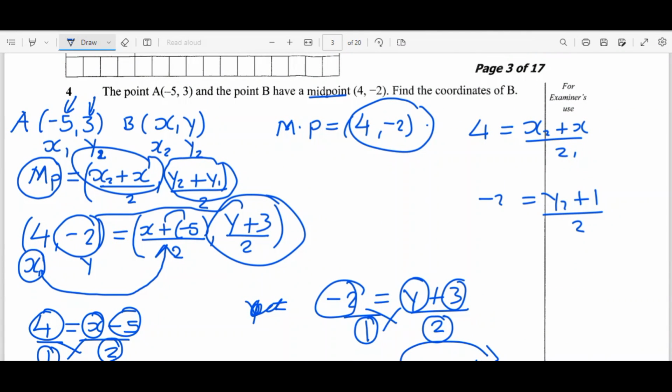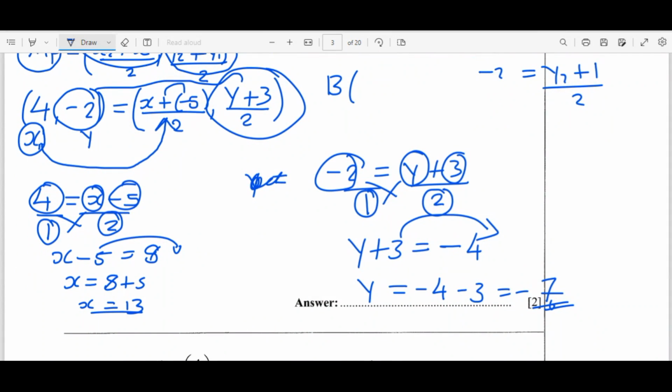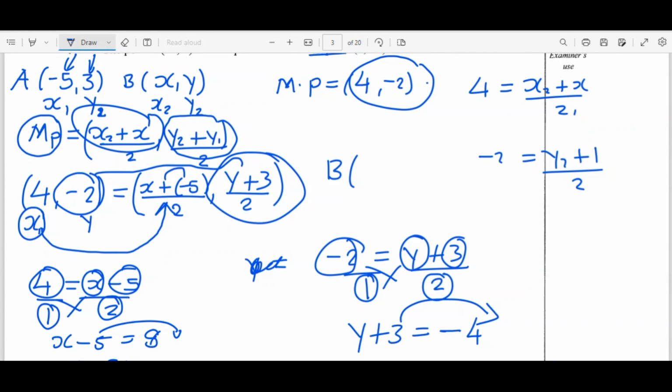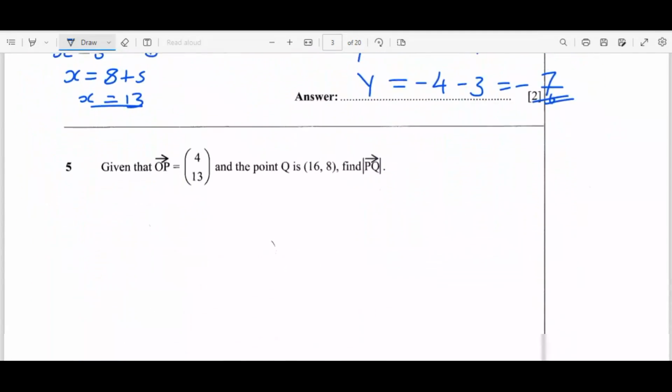So now to write the coordinates of B, we just say B is, what's our x? X is 13. So x is 13, comma, y is -7. So that is how we can find the coordinates of B.